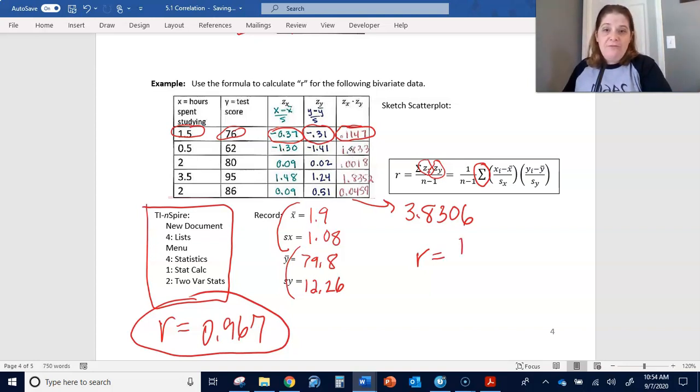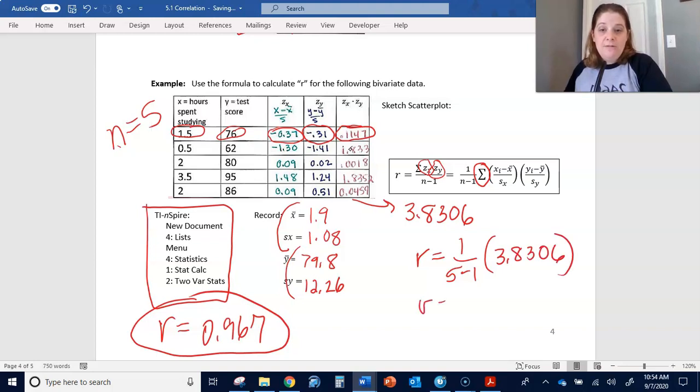Since I have 5 ordered pairs, my sample size is 5. I would have 1 over 5 minus 1 times that 3.8306. And if you do this in your calculator, it comes up to 0.96. Sorry that my R is messy there. So it's about 0.96, which is what we pull out of the calculator as well.